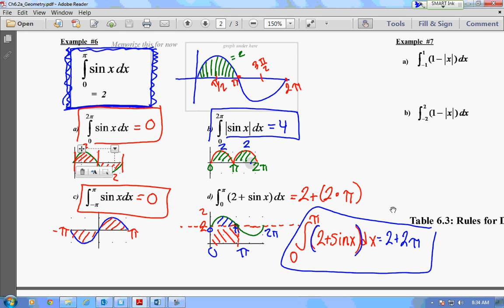Okay, number 7. Let's have you try that. Number 7, you're going to integrate 1 minus absolute value x from -1 to 1. I would draw it out first, and then try to decide what type of geometry rules or formulas you could use to get that. Number 7a.